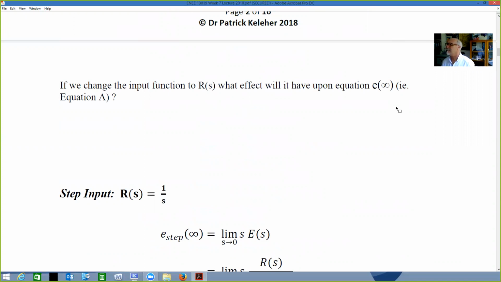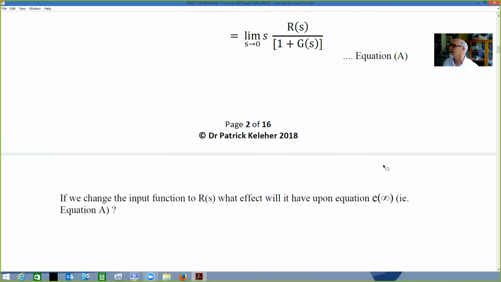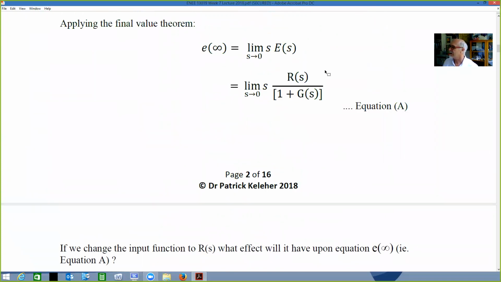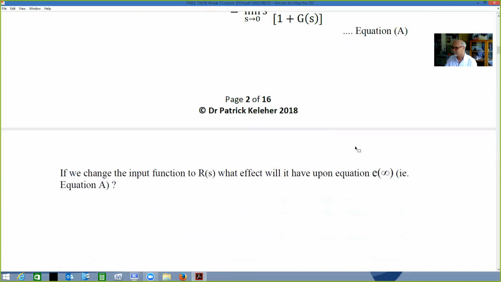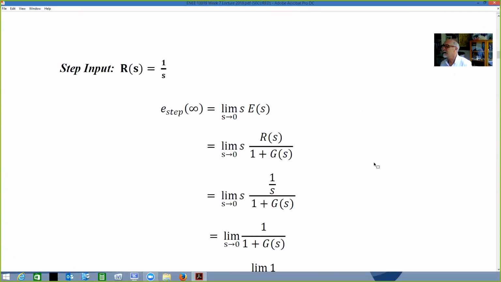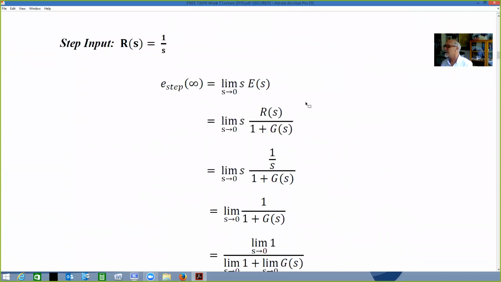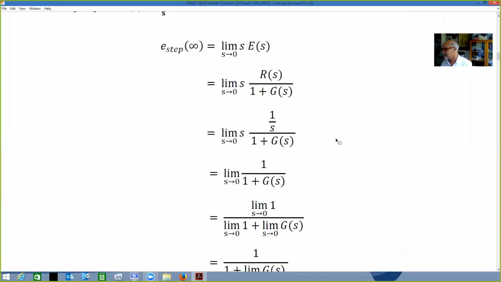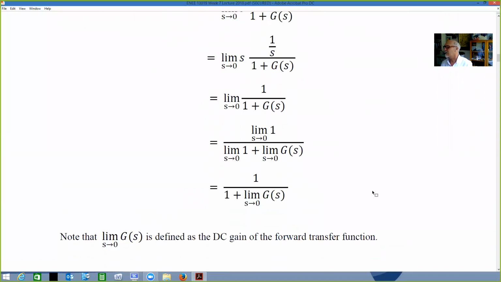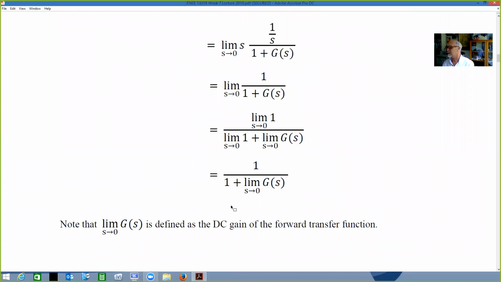Now, if we change the input function R of S, what effect will it have upon that equation E infinity? So in other words, here's our E infinity formula, but remember we said that we can change our input, so it could be a step input, a ramp, or parabolic, for argument's sake. So if we put in a step as the input, R of S, then as you can see, there are the expressions that we've derived. Our R of S is 1 on S, so we can take that through, do a bit of simplification, and take our limit overall, and then we end up with this expression if we have a step input.